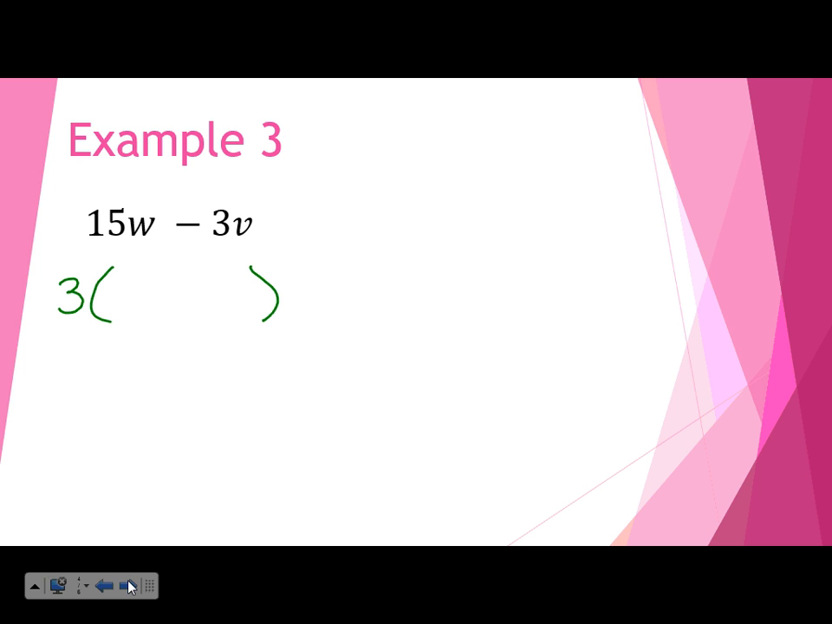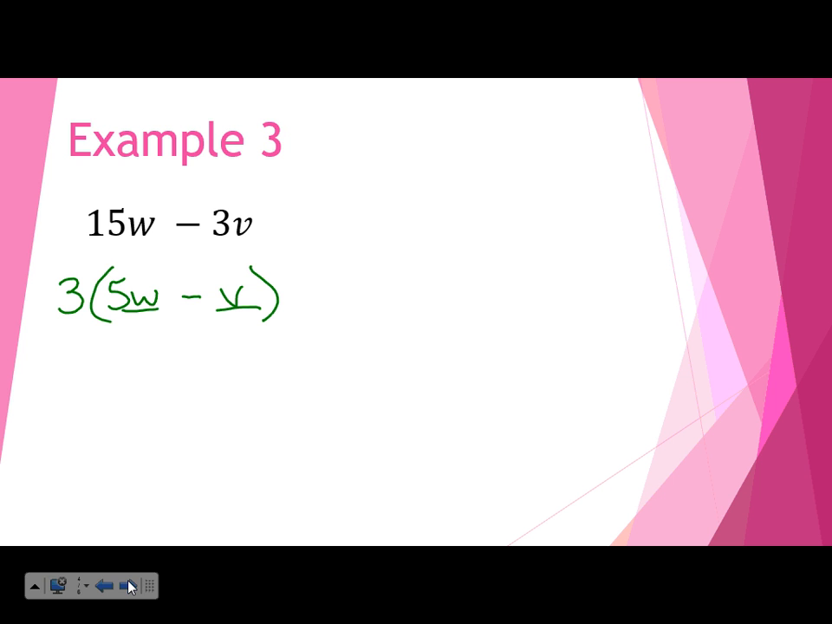How many blanks would I have for this one? 2. And so if I divide out a 3 from each, I'm left with 5w minus b. And again, does everybody understand why I can't take out a w? Why can't I take out a w? Because they both don't have it.